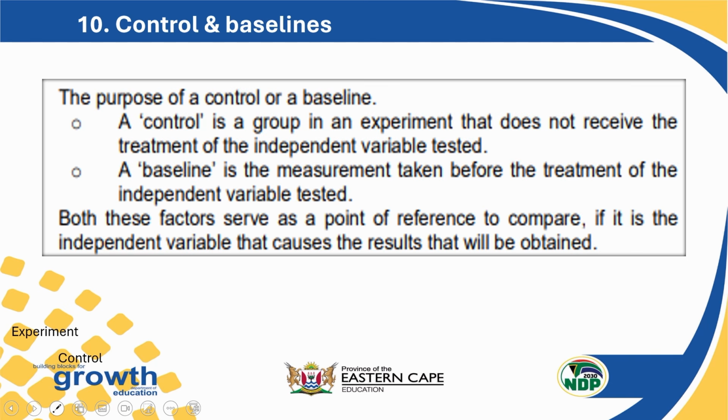Right? A baseline, on the other hand, is a measurement taken before the treatment of the independent variable. Okay, so in other words, if I am investigating the effect of eating on the glucose level in our blood, I will measure the glucose level of the blood before I eat. All right, so before I eat, I take a measurement, and that will be my baseline, so that I can compare as to what happens after I'm eating and how glucose level changes.